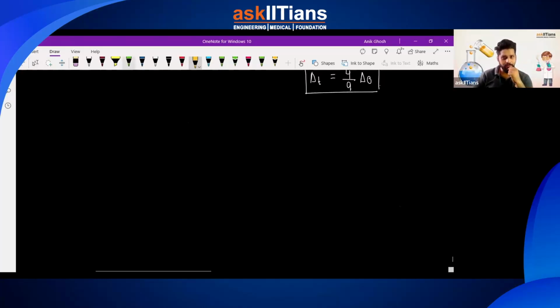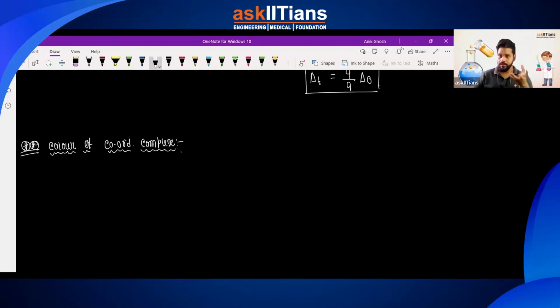Let's now talk about the color of a coordination complex. How do you find out the color of a coordination complex? This is the last topic, guys. Then the molecular orbital diagram is the thing that I'm going to show you. Okay, what is the color of a coordination complex, guys? Whenever we are trying to find out the color of the coordination complex, that depends on three kinds of electronic transitions.